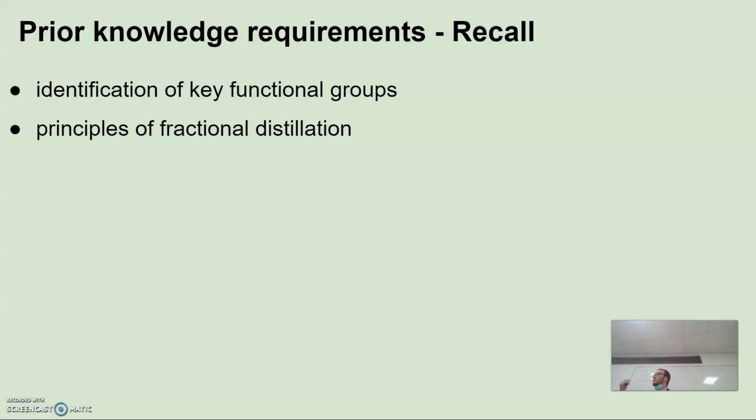Identification of key functional groups. We've looked at haloalkanes. We've looked at alcohols. We've looked at carboxylic acids. We've looked at esters. Fractional distillation, kind of skipped over that, right? We distill crude oil, a mixture of hydrocarbons. We distill that by means of fractional distillation. It's when we heat up the substance and distill it or break it into parts according to their boiling point.